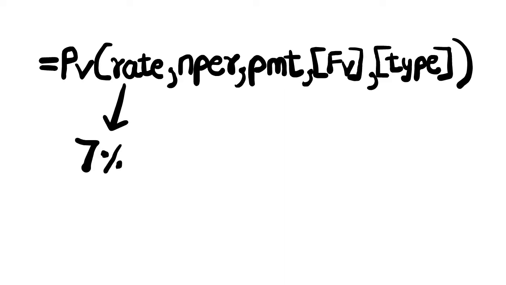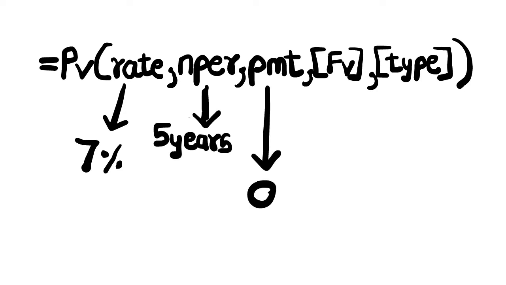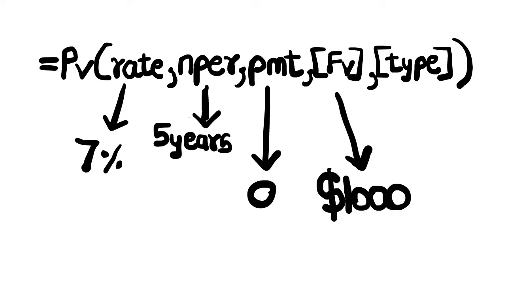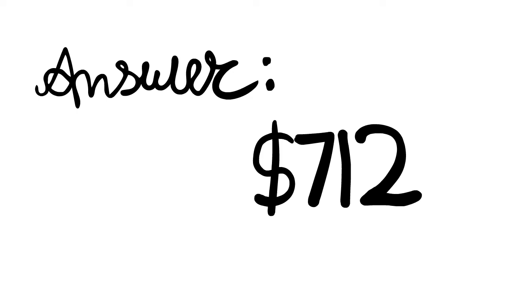So the rate is 7%. Then we have NPER, which is 5 years. Then in PMT we will keep it 0 because my friend is not going to give me any monthly installments. And the FV, which is $1,000. And then don't put anything in the type and press enter. Then the answer will come around $712.